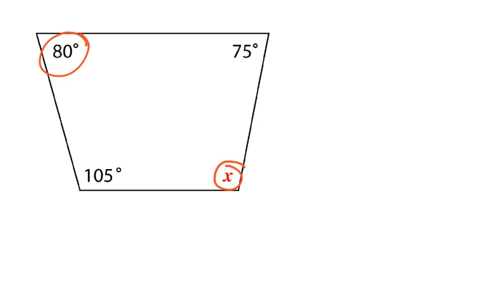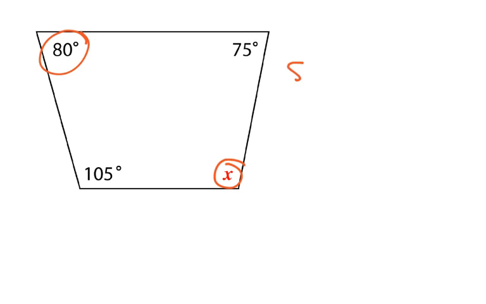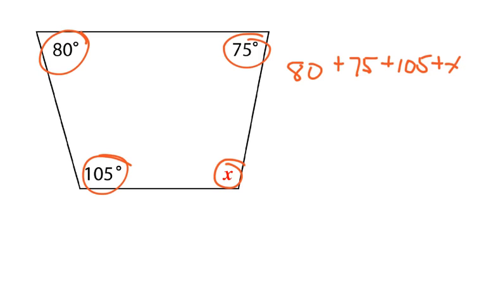We're going to go ahead and take 80 degrees plus 75 degrees, and I'm going to keep all the constants together, so plus 105 degrees next, plus x, and that should automatically equal our 360 degrees.